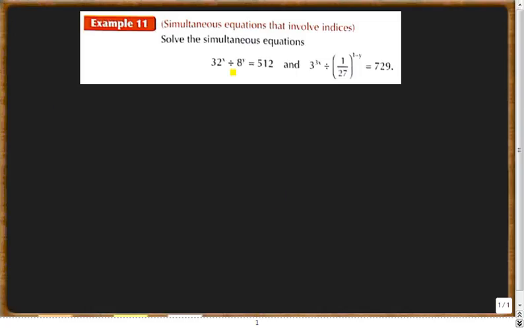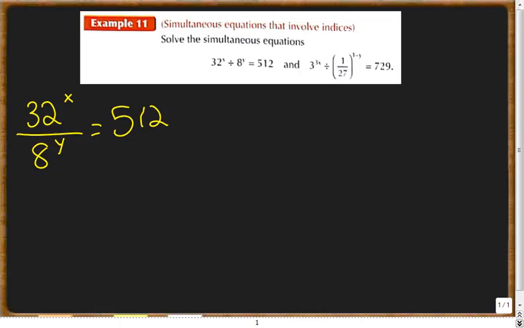If we look at our first equation, we have 32 to the x divided by 8 to the y equals 512. So how do we make that happen? Well, we need to use our rules of exponents. The big thing to understand here is that all of these numbers have different bases. We have got to find a common base for them.